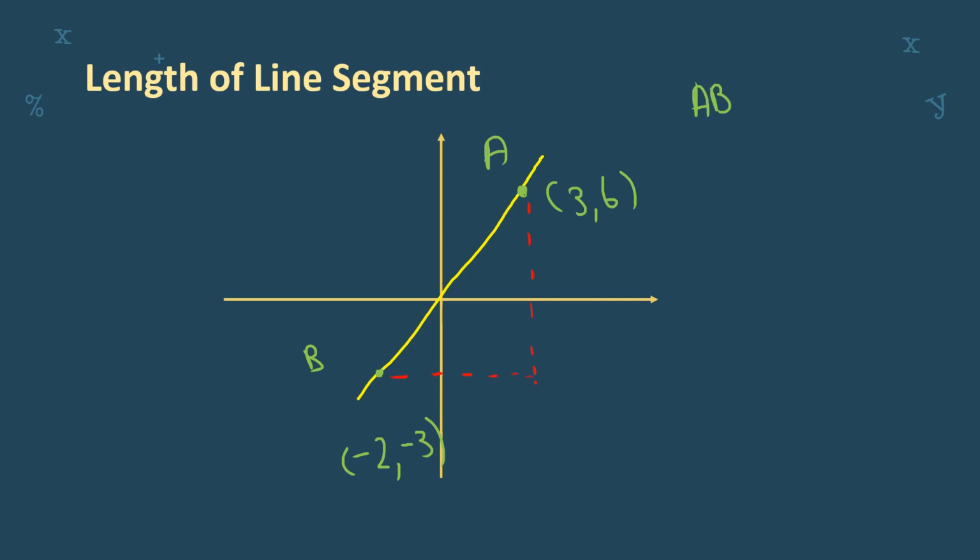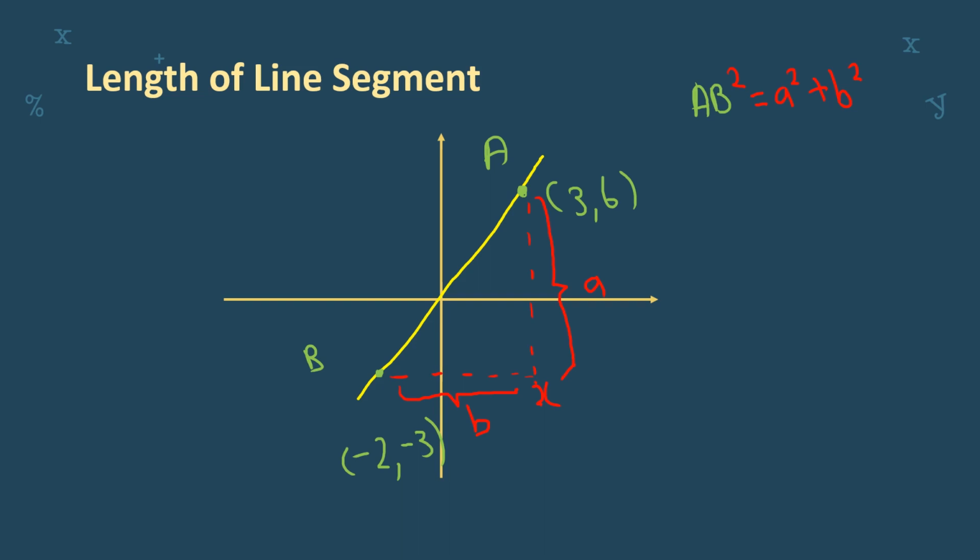In order for us to find length AB, we can just find from A to this bottom part here, which is, let's call it X, and from B to X. Let's call this lowercase a, and let's call this lowercase b. So AB squared equals a squared plus b squared, which is actually our Pythagoras theorem formula. So now we just need to find the values of a and b.